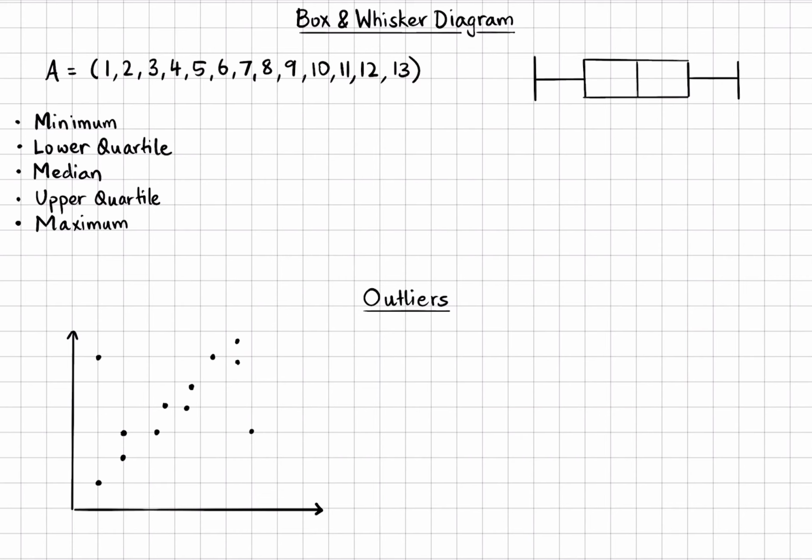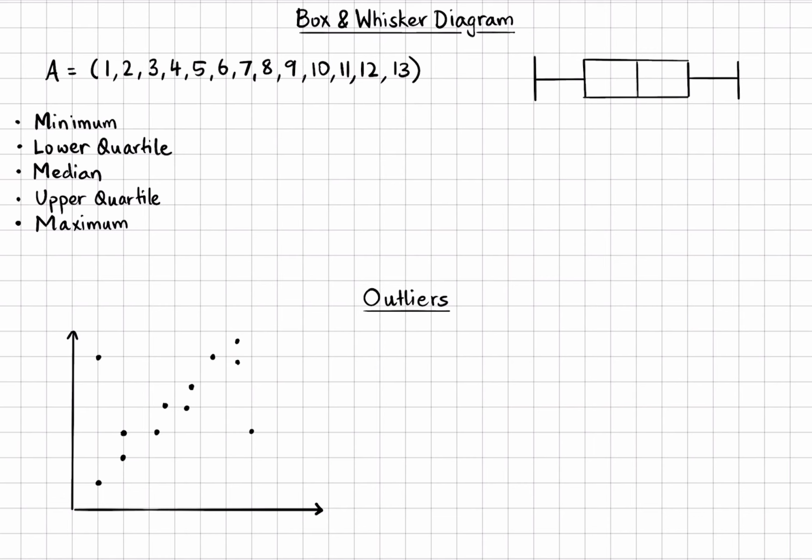Hello everyone, and welcome back to another video where we talk about grade 9 math. In this video we're continuing our discussion on data analysis and data representation. Today I will talk to you about two things. First, how to draw a box and whisker diagram and what is a box and whisker diagram, and the second thing is what outliers are.